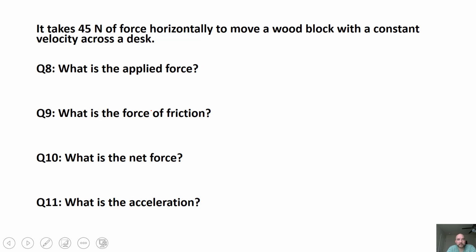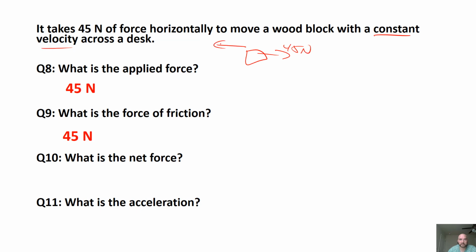Let's go ahead and summarize some things here. If it takes 45 newtons of force horizontally to move a wood block with a constant velocity across the desk, what is the applied force? Whatever our applied force, we're applying 45 newtons, because that's what it tells you. What's the force of friction? Because it's a constant velocity, we know that the 45 newtons this way that we're applying must be equal to the force of friction, the 45 that way.